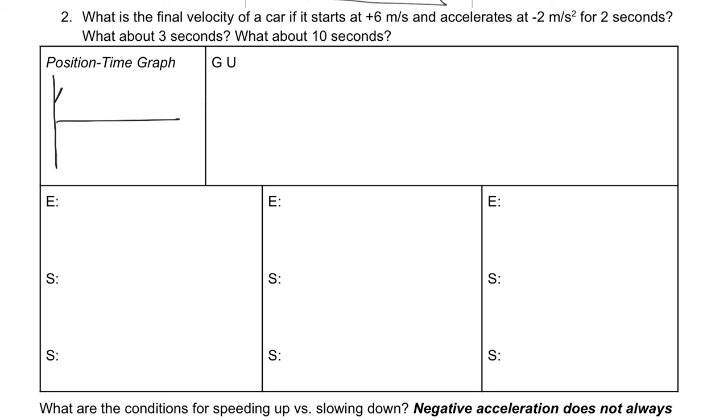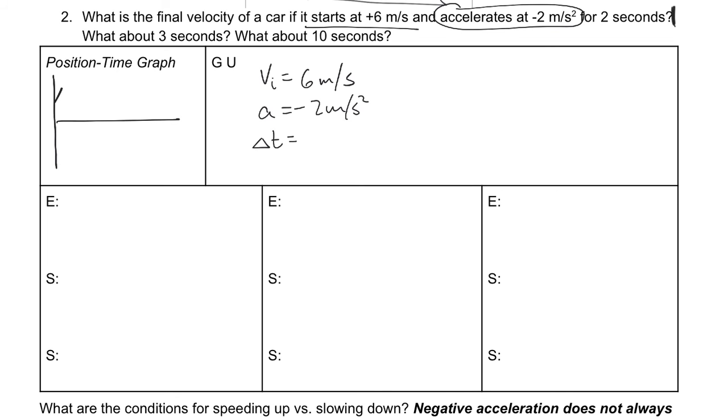Starting with the givens, okay, just for the first question, we know it's going to start at positive 6 meters per second. So when it starts, that's the VI, 6 meters per second. We know it accelerates at negative 2 meters per second squared for 2 seconds. Okay, so that's a delta t of 2. That's our first givens. Okay, we're going to have 2 more questions later. And then our question asks, what is the final velocity? That's VF.